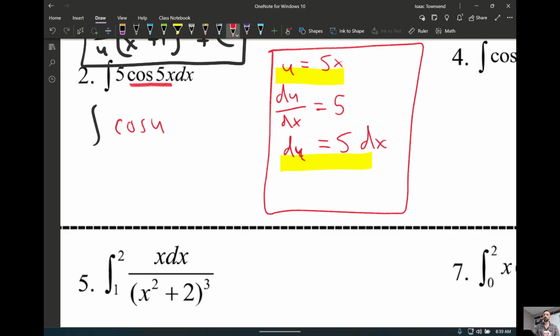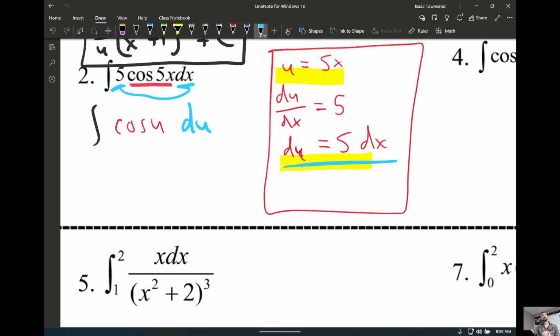So instead of saying cosine 5x, I could say cosine u. And everything else has to be accounted for. So I need to know exactly what 5 dx is equal to. That's why you should make a habit out of doing this, because you're going to need this. 5 dx is exactly du.